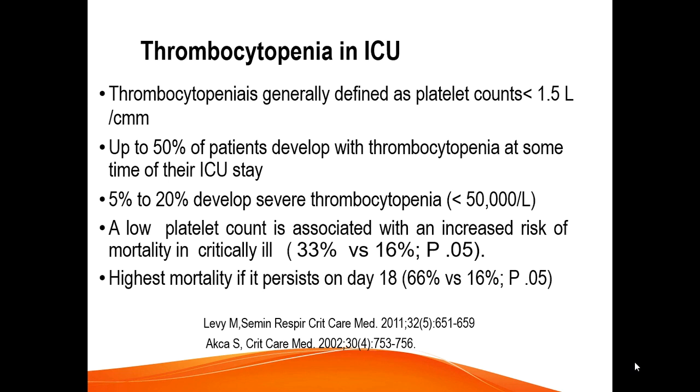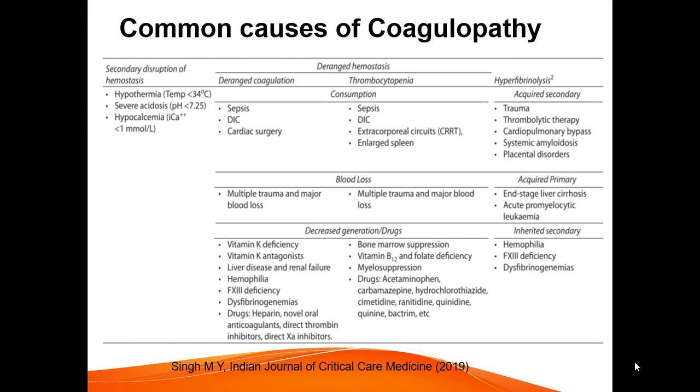Thrombocytopenia is defined as platelet counts less than 1.5 lakh, and almost 50% of the patients who are in ICU have thrombocytopenia at admission or during their stay in the ICU. 5 to 20% of the patients develop severe thrombocytopenia, that is a count less than 50,000. And the studies have shown that a low platelet count is associated with increased risk of mortality, almost double, 33% versus 16%. And if the thrombocytopenia is prolonged, the mortality is almost 4 times.